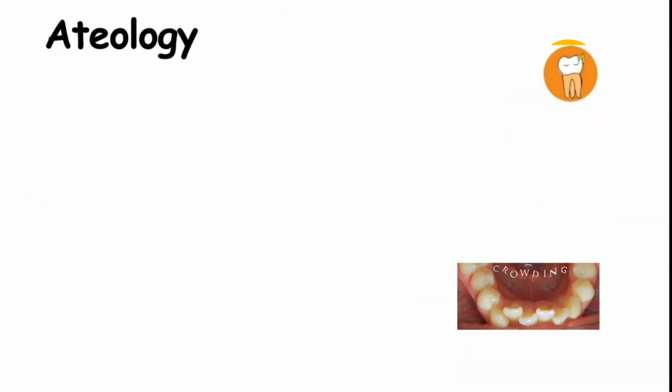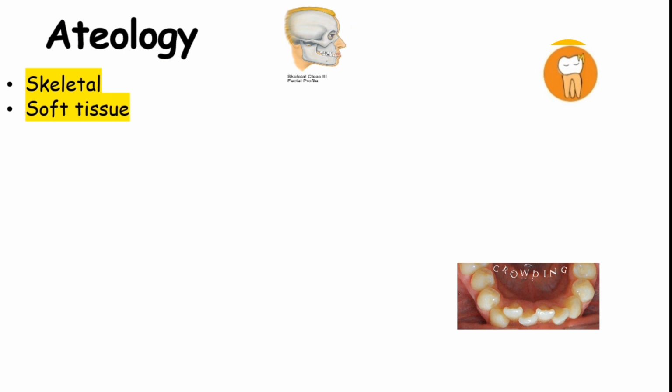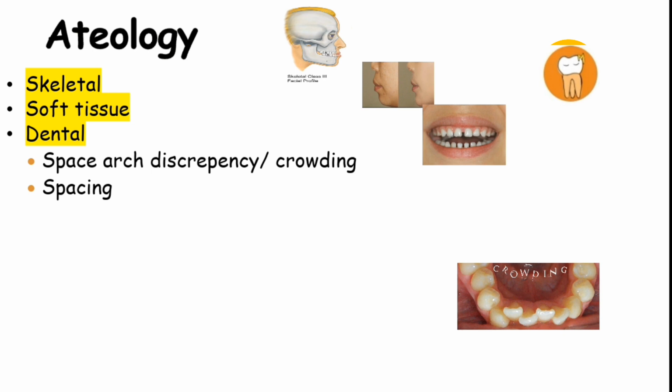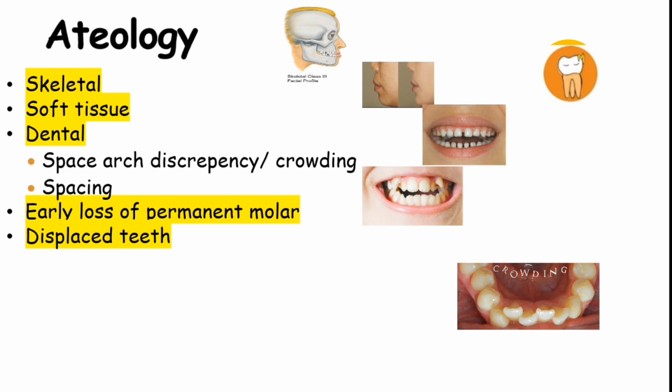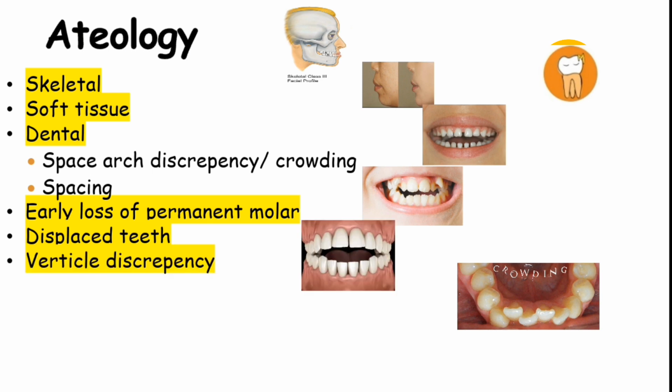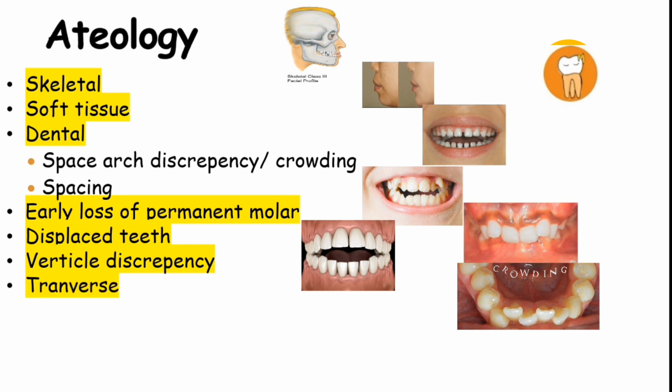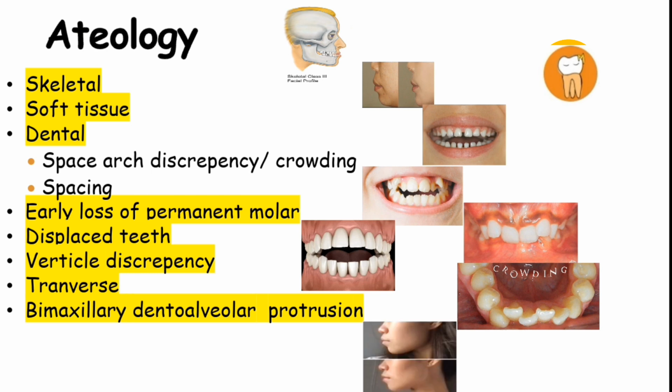Now we will discuss the etiological factors of class 1 malocclusion. Number 1 is skeletal factor, soft tissue, dental factors, which include space arch discrepancy, that is crowding and spacing. Early loss of permanent molar, displaced teeth, vertical discrepancy like open bite and deep bite, transverse discrepancy, for example, cross bite, and bimaxillary dental alveolar protrusion. The last one is trauma. These are all the factors that lead to class 1 malocclusion.